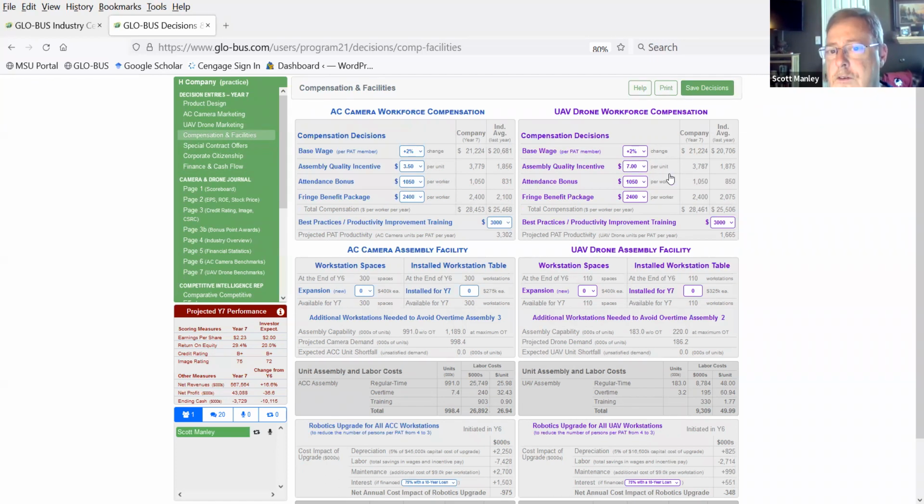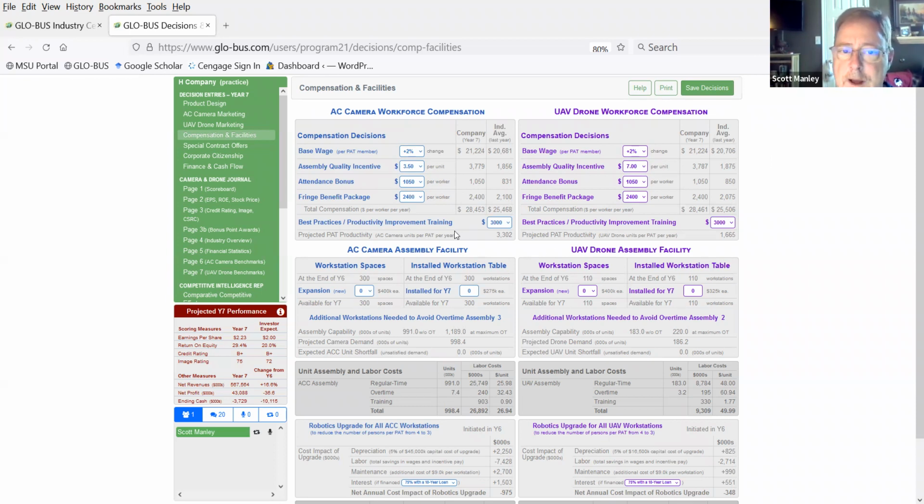My workers here are only making half as many drones. I'm sorry, that's what I should have said. The workers here are only making half as many because the drone is much more complex than the camera. So I have to double that assembly quality incentive. Over here on the attendance bonus, I increased it another $50. And on the fringe benefits, I always want to pay the best in the industry fringe benefits.